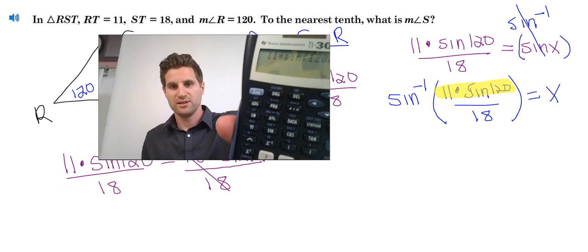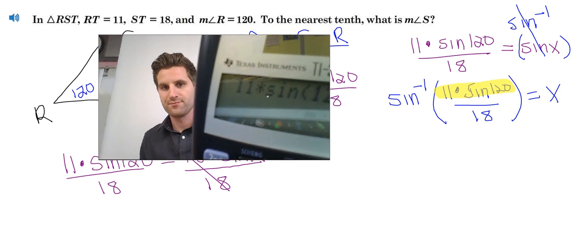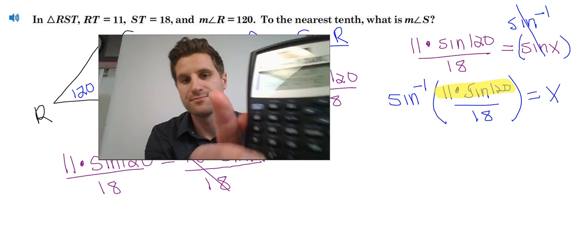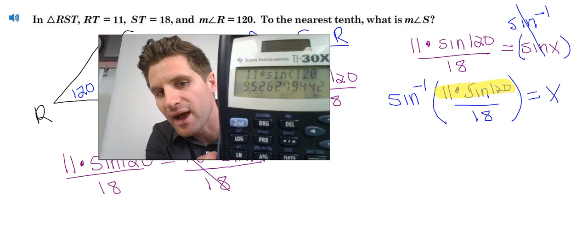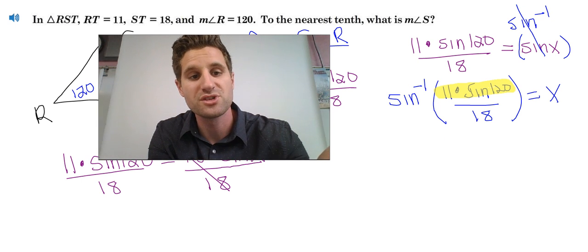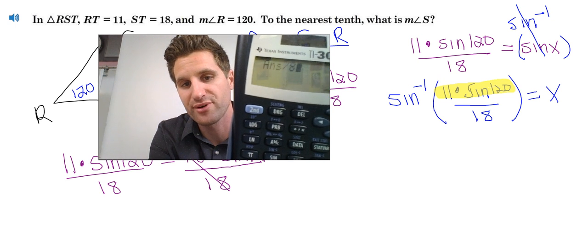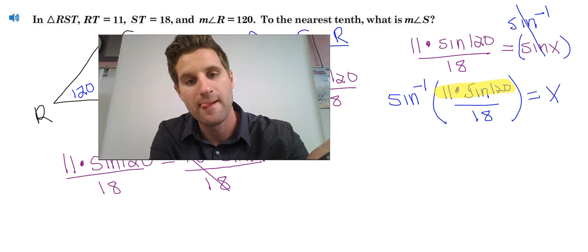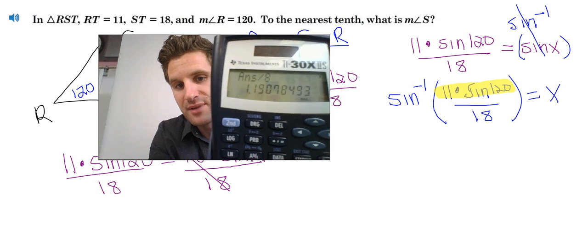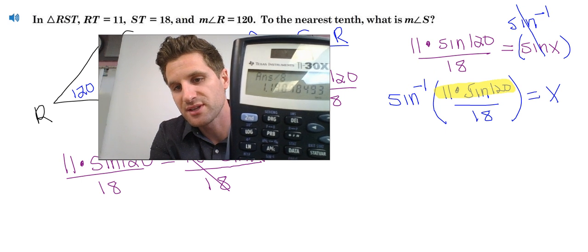So plug in 11 times sine 120. Hit enter. Okay. So there we go. We got 9.52. Now I want to divide that by 8. So we just hit divide by 8. So my calculator stores the answer previous. So we hit divide by 8. And that equals 11.9. Okay. This is the tricky part now. Right. So that's what's in there, 11.9.